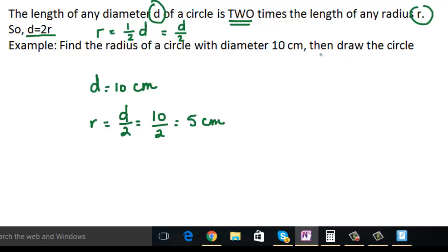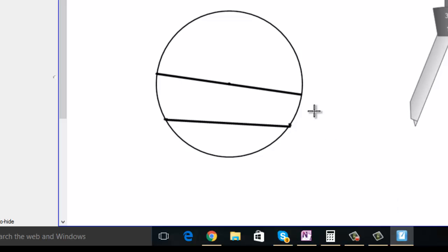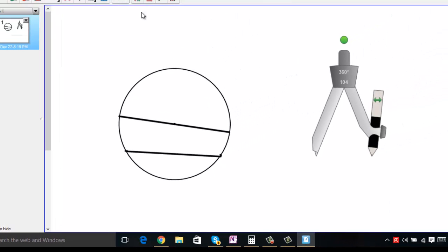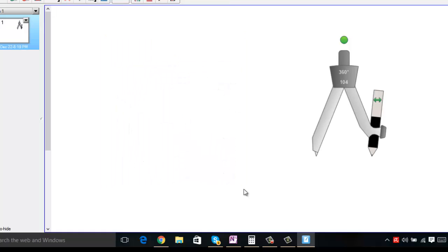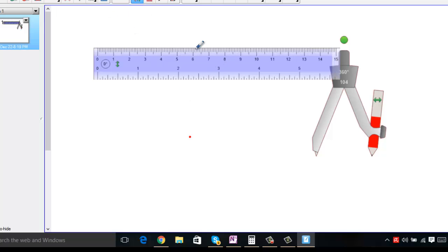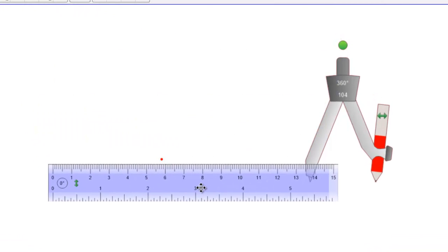Now the question is saying then draw the circle. So in this case I have to use some measurement. It's not any circle. So let's go back to this example, and I'm going to remove what I did here, and let's start from the beginning. I need a circle with radius 5 centimeter. So before I start, I can choose a center, and let's say the center is going to be in red. Now I need to have a radius of 5 centimeter, so I can use my ruler. I bring the ruler to 5 centimeter.